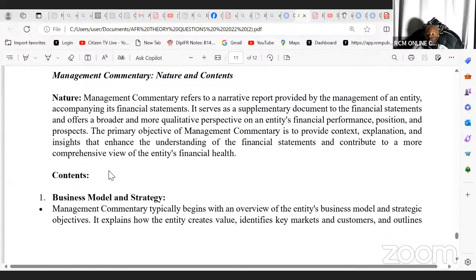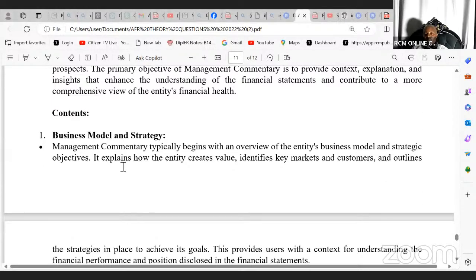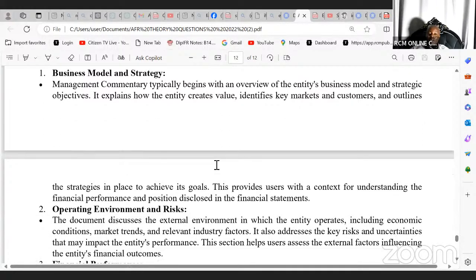All right. So then what are we supposed to be looking at? What are some of the things you as managers must discuss on these management commentaries? So contents, we have a business model and strategy. Management commentary typically begins with an overview of the entity's business model and strategic objectives. It explains how the entity creates value, identifies key markets and customers. Now you're not going to have a heading like this. No, it is within your story as the chairman. Within your story as the chairman, you have to give us that.